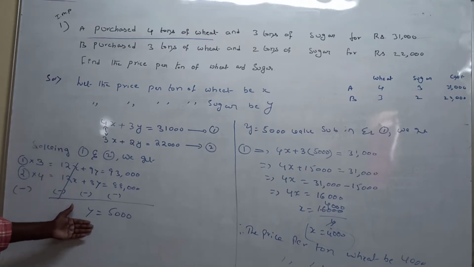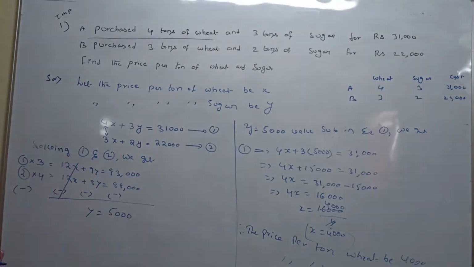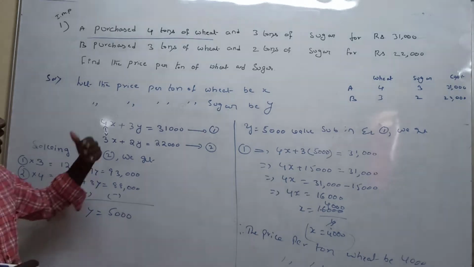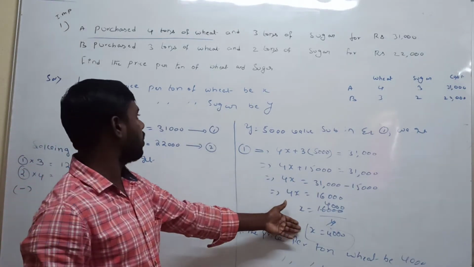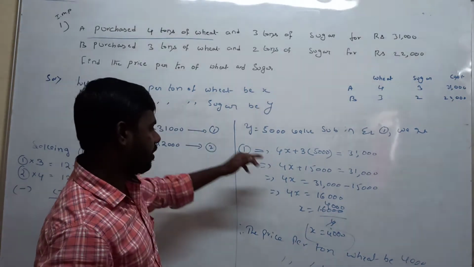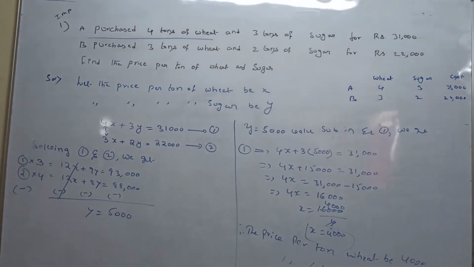Y is nothing but the price per ton of sugar. So what is the cost of sugar now? The price per ton of sugar is 5,000. Substitute the y value in any one equation to get the x value. X is the price per ton of wheat. So the price per ton of wheat is 4,000. You understood?